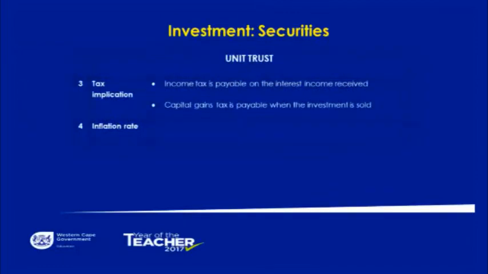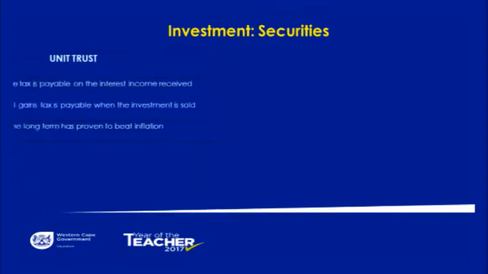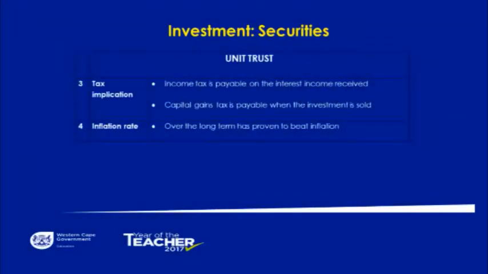Income tax is payable on the interest income received. Also, capital gains tax is payable when the investment is sold. The effect of the inflation rate: over the long term, unit trust can beat the inflation rate.